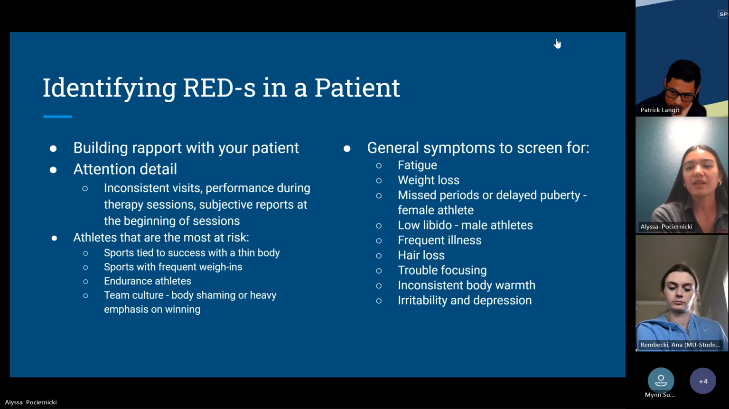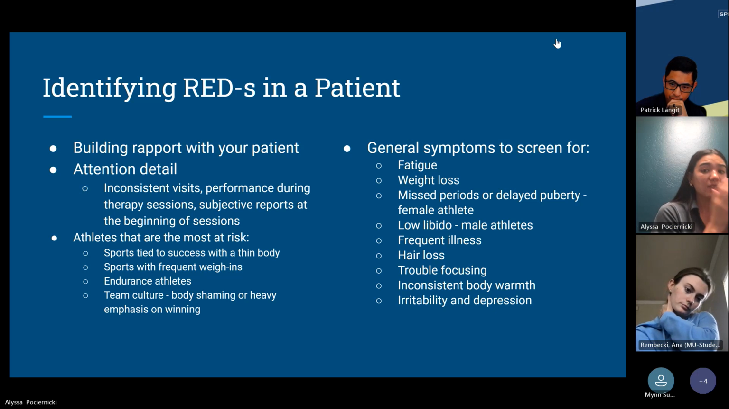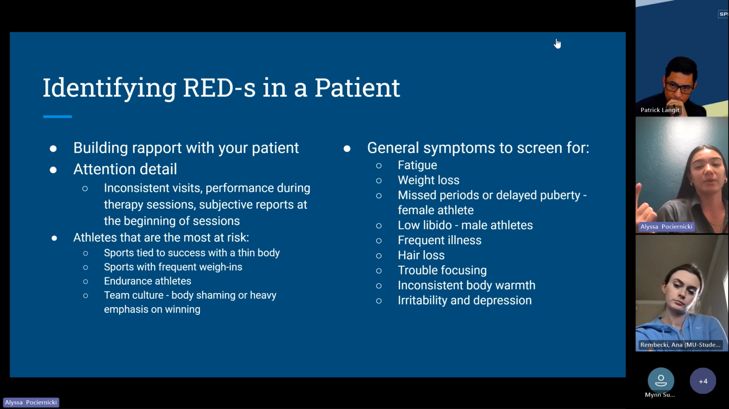And the general symptoms to screen for are fatigue, weight loss, missed periods or delayed puberty in female athletes, low libido in male athletes, frequent illnesses, hair loss, trouble focusing, inconsistent body warmth, and then irritability and depression. A lot of these symptoms overlap with other diagnoses, so it's something to really take into consideration. Is it possibly cancer, in terms of fatigue, weight loss, and hair loss?